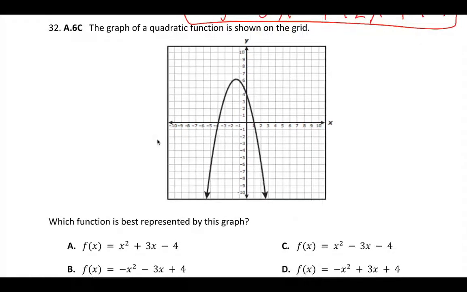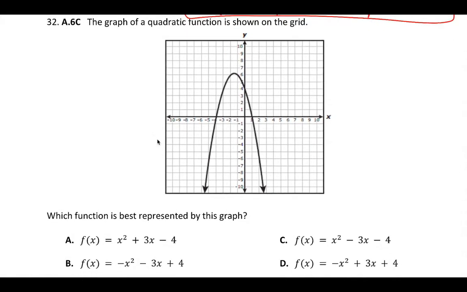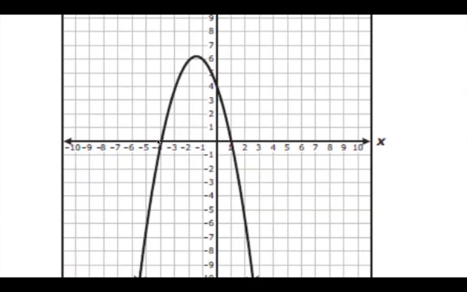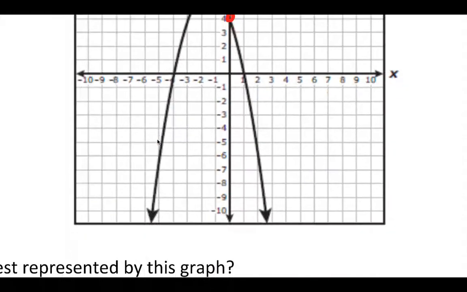Okay, the graph of the quadratic function is shown on the grid. Which function is best represented by this graph? Remember, it's facing down, so that means that my first term, the x squared term, has to be negative. So that automatically gets rid of A and C, because these are positive. Those parabolas would be facing upward, and I want mine to be facing down. Also, remember the last term here. These are both 4, but that's your y-intercept. So it is 4.